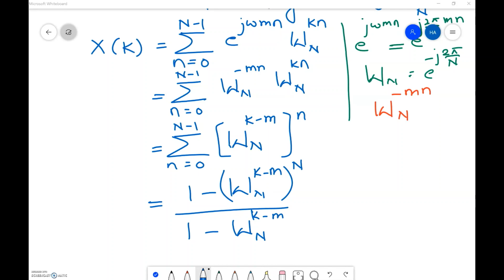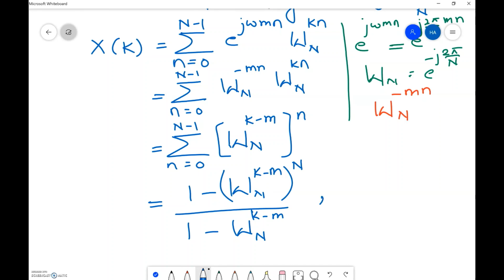Now, just observe the denominator. M is an integer, right? So there is a possibility that k will be equal to m. For some value, k could be equal to m. So when k becomes equal to m, what happens to the denominator? It becomes 0. So X of k becomes infinity, right? So this condition we have to avoid, right?